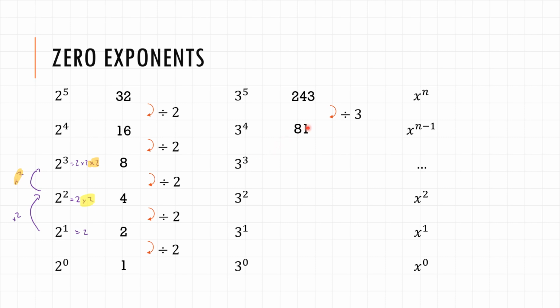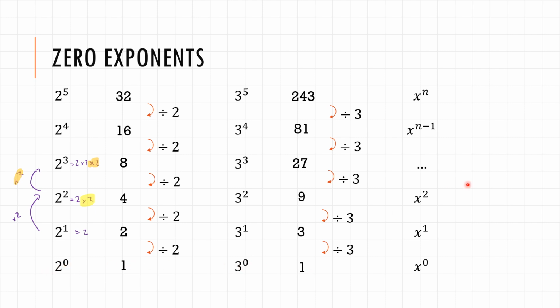3 to the power of 3, can we keep going? So 81 divided by 3 is 27. And yes, that is what 3 to the power of 3 is. 27 divided by 3 is 9. 9 divided by 3 is just 3. And we can continue this pattern, 3 divided by 3, to find out that 3 to the power of 0 is 1. So we're seeing that this is true, that 2 to the power of 0 is 1, 3 to the power of 0 is 1.